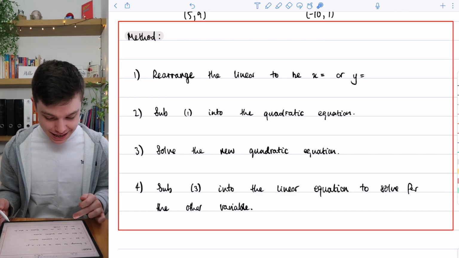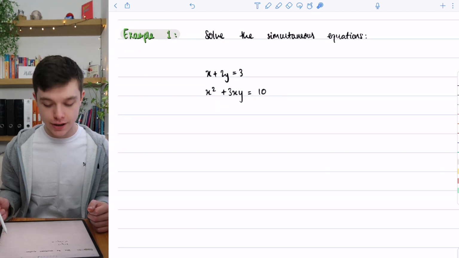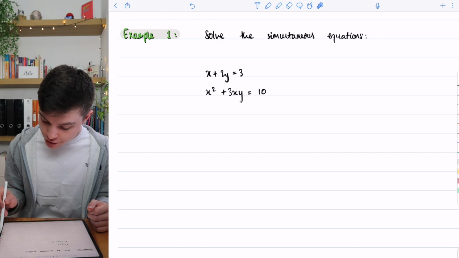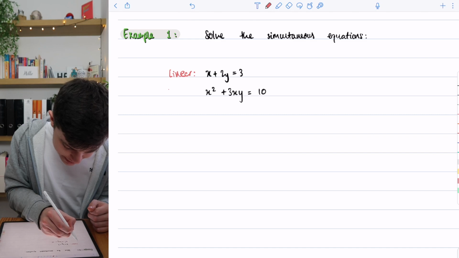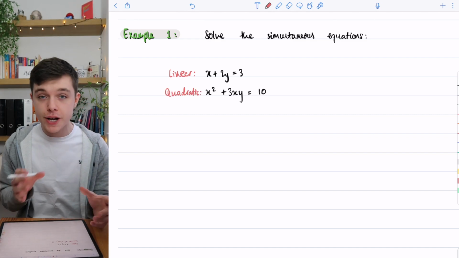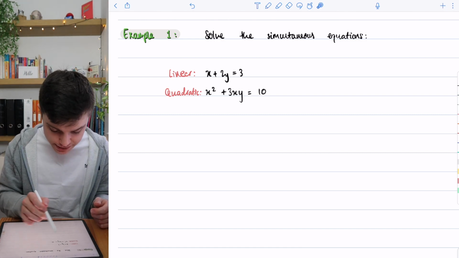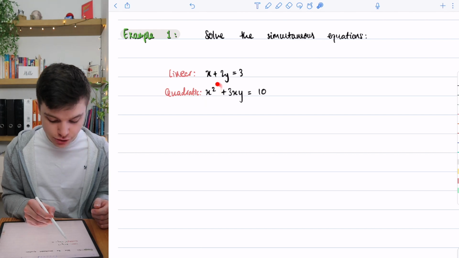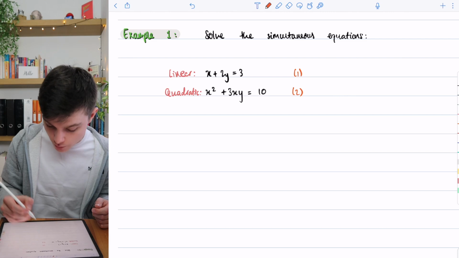Okay, so let's have a look at an example. We want to solve here the simultaneous equations. You can see this is our linear, and this is our quadratic. It's linear because we've only got x and y, with no powers of 2 or 3 or 4, and it's quadratic here because of this x squared. I'm going to call this equation 1 and that equation 2.